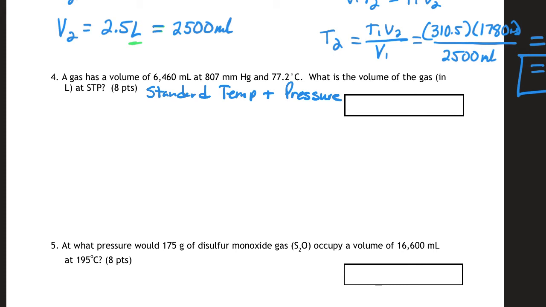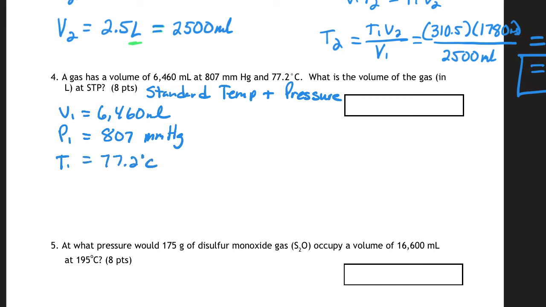So first thing I'm going to do is list my variables. My V1 is equal to 6,460 milliliters. My P1 is equal to 807 millimeters of mercury. My temperature one is equal to 77.2 degrees Celsius. Now I know I'm going to need to change that, so I'm going to do that right now. I'll put that in the calculator just to check everything.